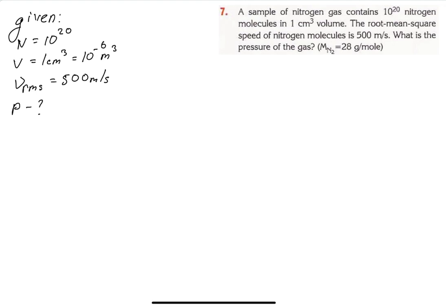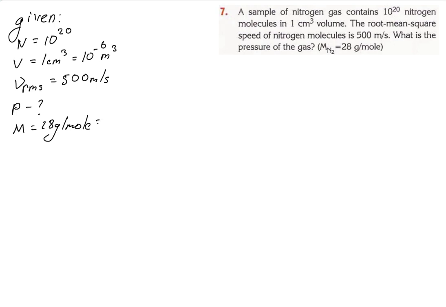Question 7. A sample of nitrogen gas contains 10 to the power of 20 nitrogen molecules in 1 centimeter cubed volume. The root mean square speed of nitrogen molecules is 500 meters per second. What is the pressure of the gas? So I already wrote everything here. Also, the molar mass is 28 grams per mole.